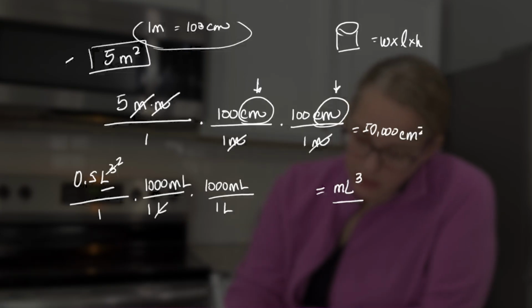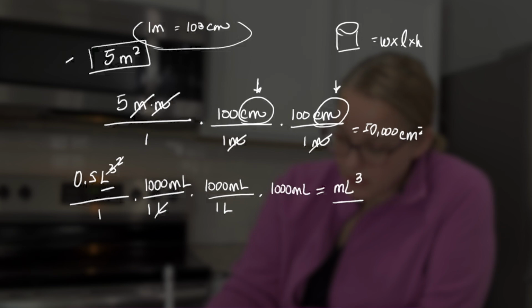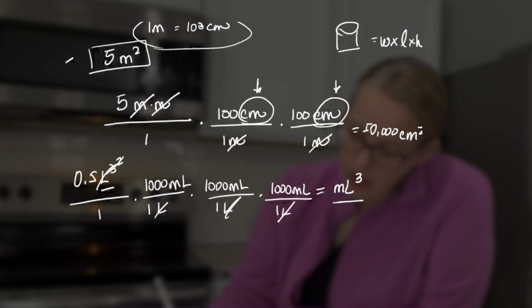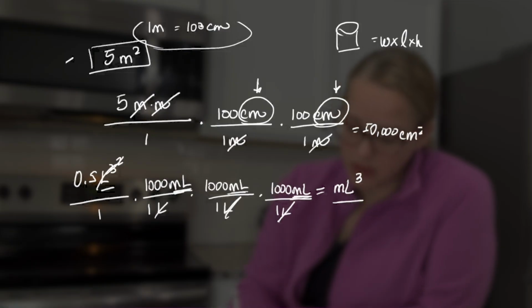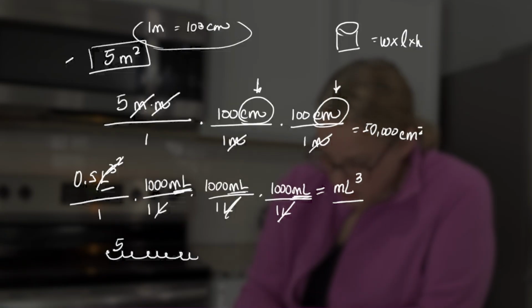So that takes out another one, so then I'm just left with L. So if I do it one more time, I cross out the last one, and now I have milliliters times milliliters times milliliters, so my answer is in milliliters cubed. And then I do 0.5 times 1,000 times 1,000 times 1,000, so I'll go 0.5 and move it over 3 times, and then 3 more times, and then 3 more times. Now I'll fill those in with zeros.